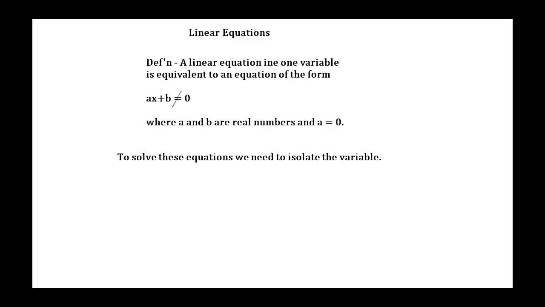A linear equation in one variable is equivalent to an equation of the form ax plus b equals 0, where a is not equal to 0. So here x is a variable, and a and b are real numbers. They can be anything, but a can't be 0. We need a variable in there, otherwise you just have some kind of true or false statement. And the way we solve these is we need to isolate the variable.